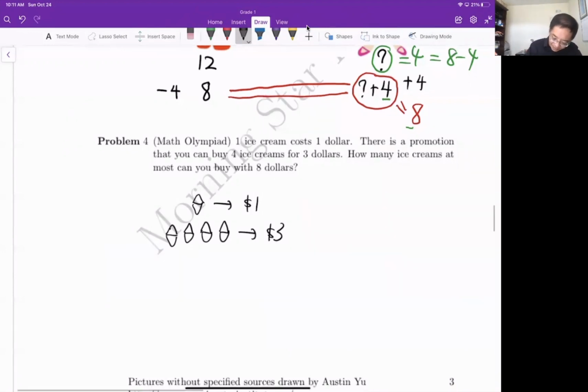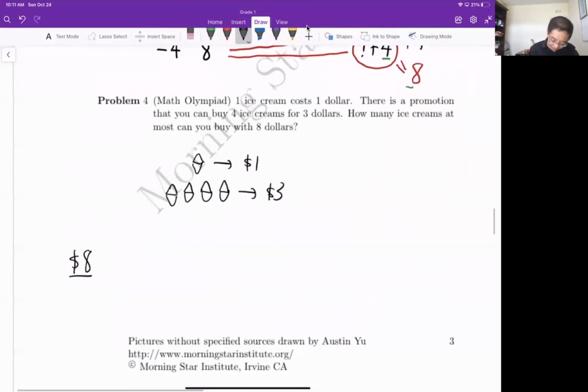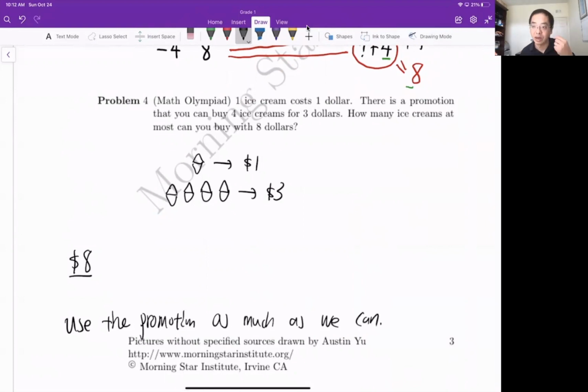Okay, and then the question is, now you have $8, right? You have $8, and how many ice cream at the most can you buy? Now, intuitively, you should try to use the promotion as much as you can, right? Use the promotion as much as we can. So this is clear, right? We should take advantage of the promotion.